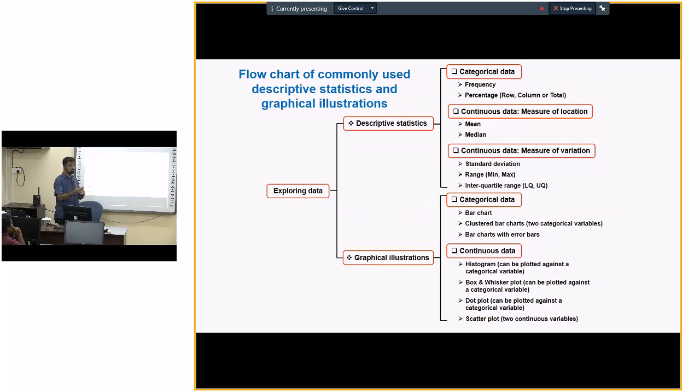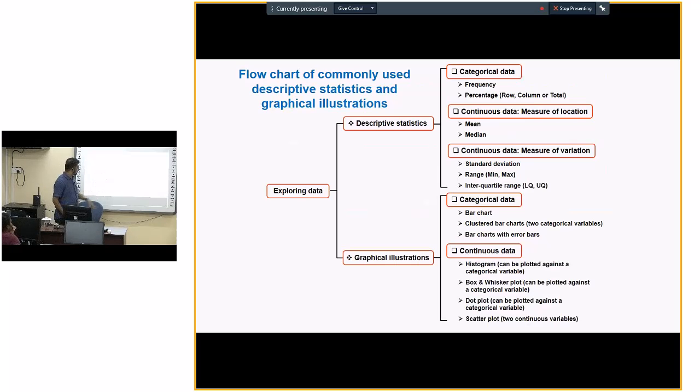Now you can say that you are going to present that data through graphs and charts. That is correct, but you cannot analyze through graphs and charts, right?